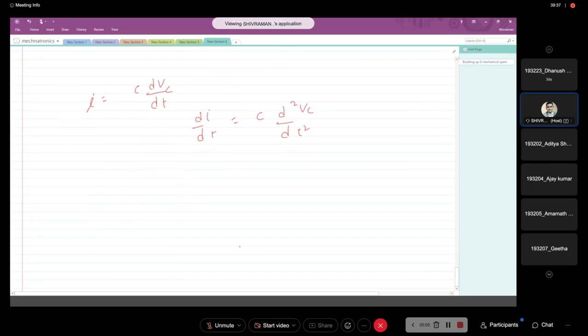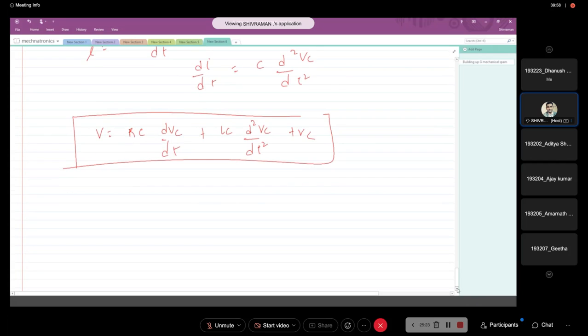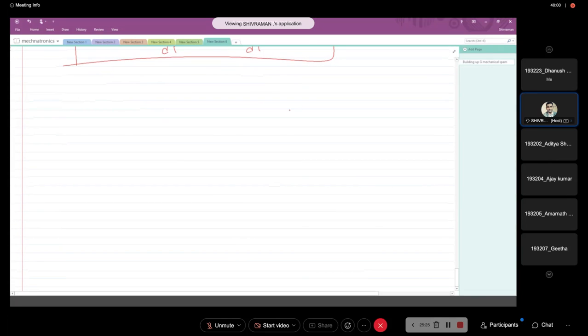Now you keep the values of I and di by dt, so you will get RC dV by dt plus LC d²V by dt² plus V. So this is a second order differential equation that you got for a resistance, inductance, and a capacitor system. There may be a case where any one element is parallel to another. So let's have a look.